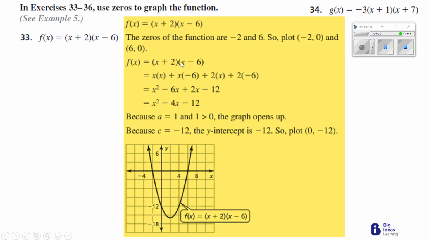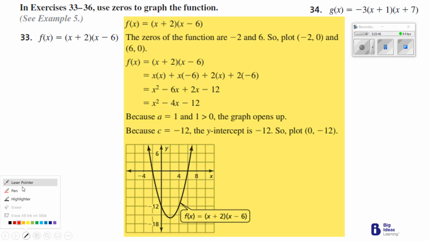So our plot is negative 2 and 0. And if you're wondering where they got the 0 from, remember, we're going to factor that into our problem and then solve it. Okay?